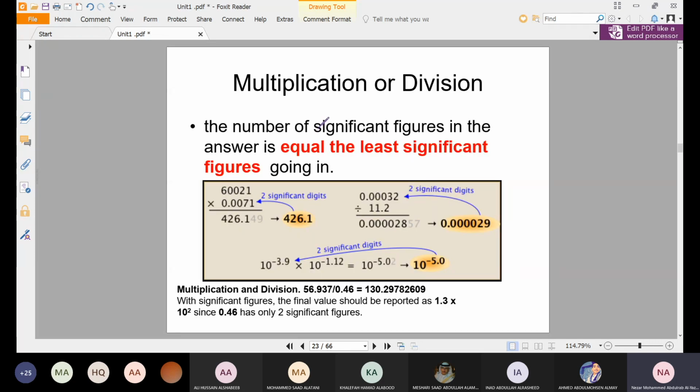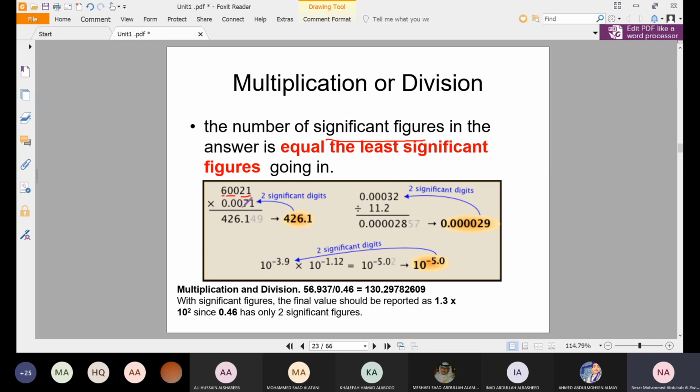For multiplication and division, we usually talk about the number of significant figures, not the decimal places. We talk about the significant figures, and we know the definition of a significant figure and how many significant figures we have. Here, these two are significant, we have 3, and this is a 0 between, so we have 5 significant figures.